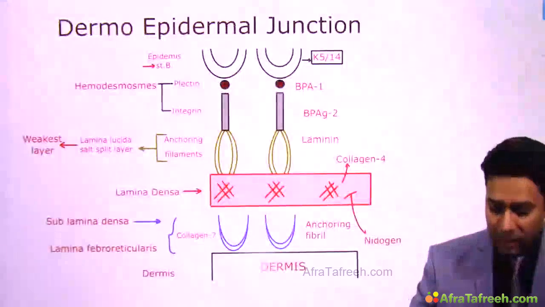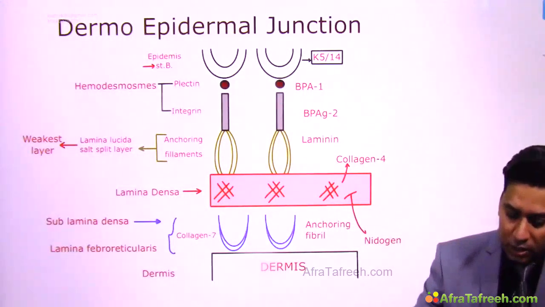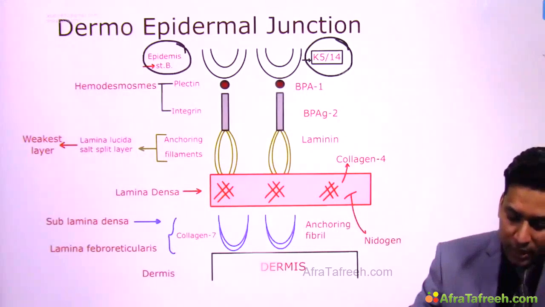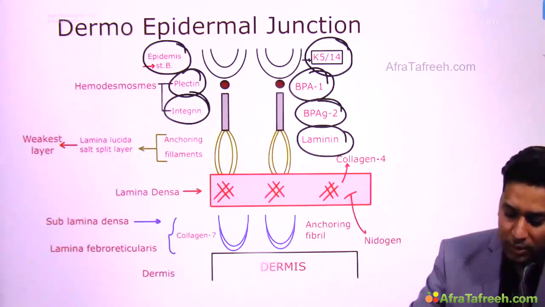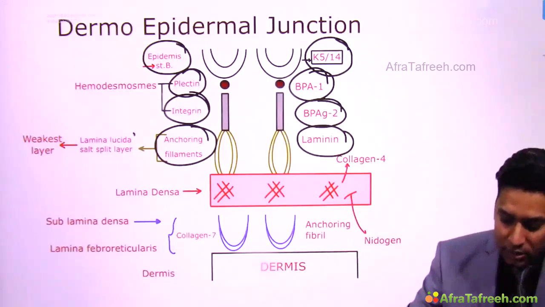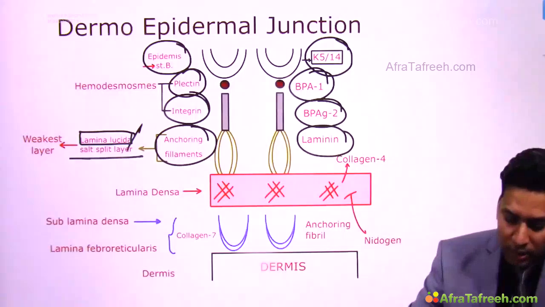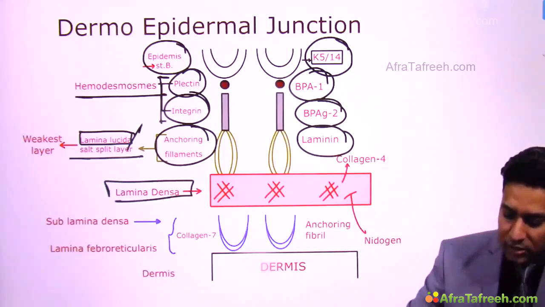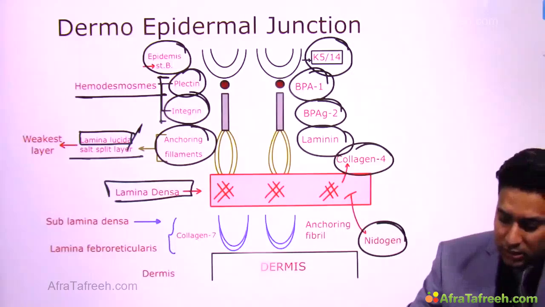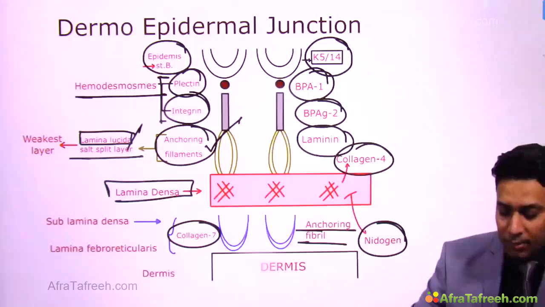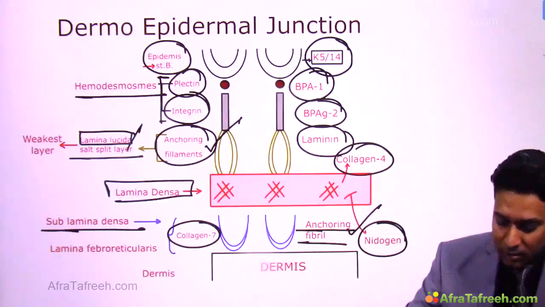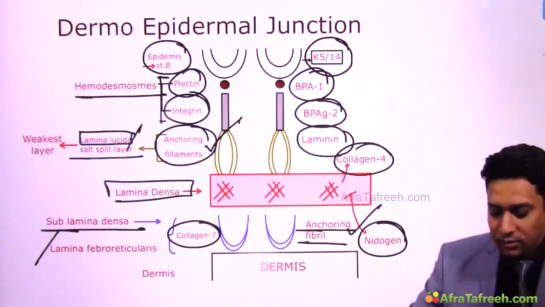Like you can see here, this is again the same diagrammatic representation. Here you can see keratin 5 and 14, which is present in epidermis, which is attached to plectin, integrin, BPAG1, BPAG2, which is further attached to laminin, which is also known as anchoring filament. This is known as lamina lucida, also known as salt split layer, while these four constitute to form hemidesmosome. Then this is attached to lamina densa, which is having proteins like collagen 4 and nidogen. This is again attached to underlying dermis via collagen 7. Collagen 7 are also known as anchoring fibrils. So remember, this is anchoring filament, laminin, and collagen 7 is anchoring fibrils. This is sublamina densa layer, also known as lamina fibroreticularis, which is further attached to dermis.